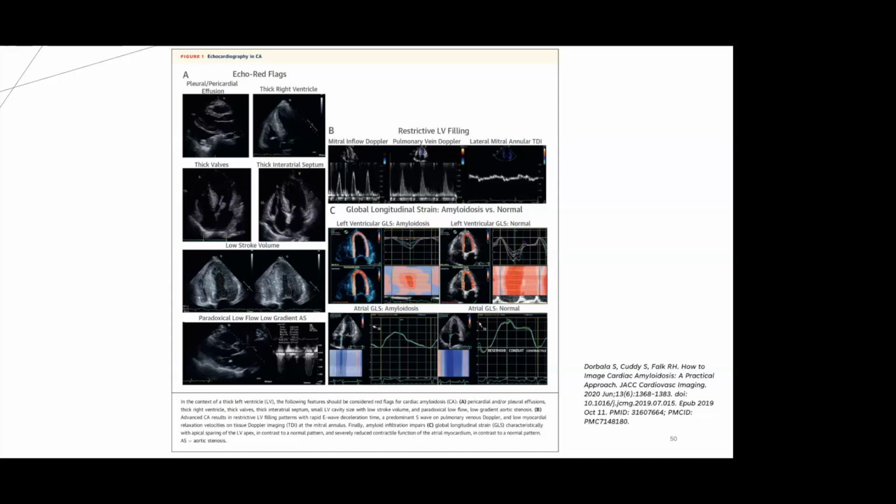When we're doing our measurements on Doppler, is our E to A ratio greater than 1.5? Are we having blunting of our S wave with accentuation of the D wave in the pulmonary vein Dopplers? The 555 rule for tissue Dopplers, having low velocities there. And then finally using GLS strain analysis to further delineate our diagnosis, and seeing that classic apical sparing pattern can be very helpful.